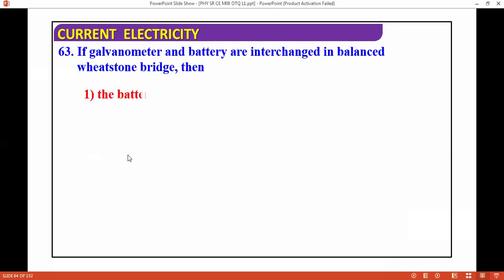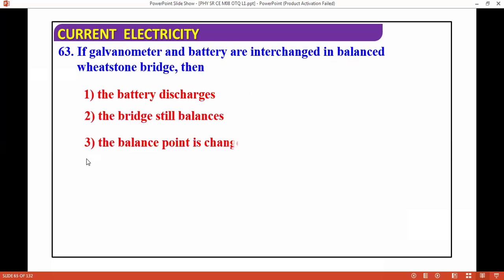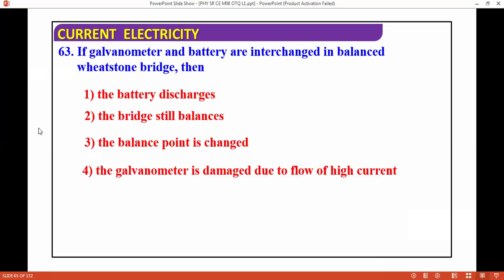In the galvanometer and battery interchange, what we are doing is changing the galvanometer and the battery, interchanging them. Then the battery discharges, and the bridge still balances. Again, a very good question. The bridge will still balance. We are still changing the galvanometer and battery.